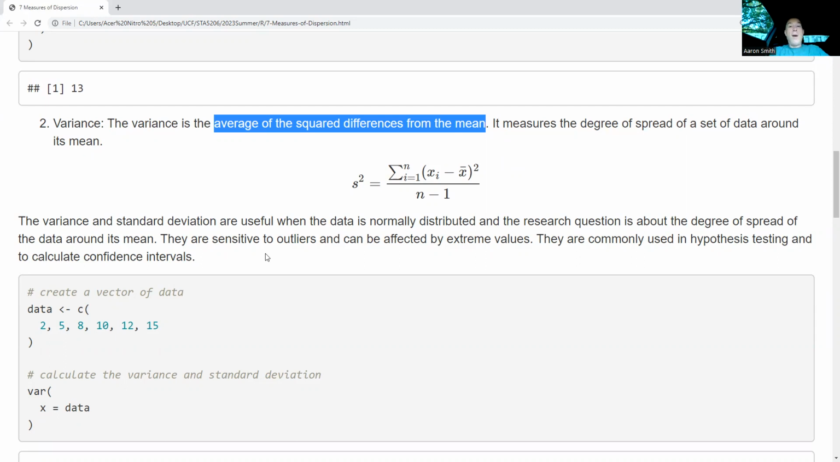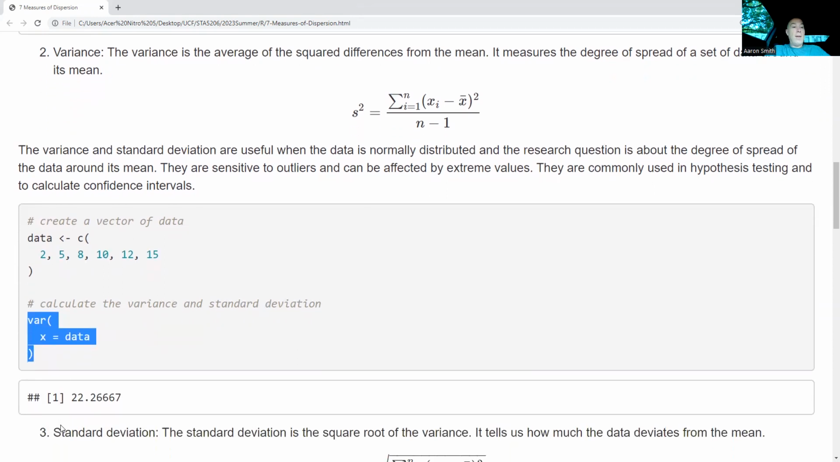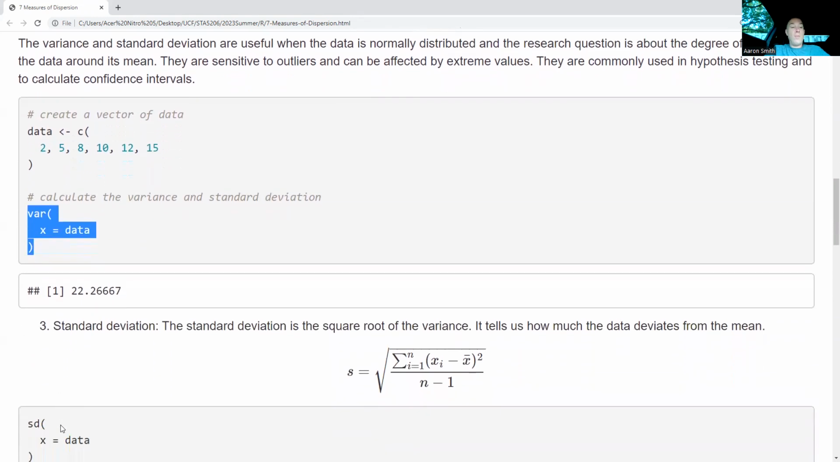So variance primarily is what we use when we're doing theoretical work. And when I'm doing applied work with real data, typically we'll be using standard deviation. But there's times that we will use both in other situations. And so in R, if I want to take a variance, it's just VAR, drop in the data vector, boom, we've got it. Easy peasy, lemon squeezy.